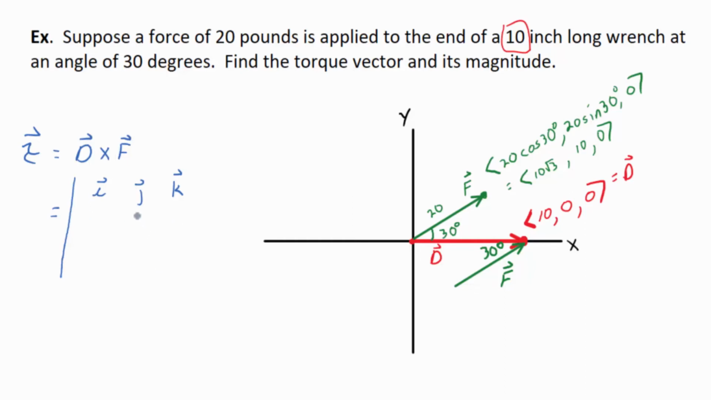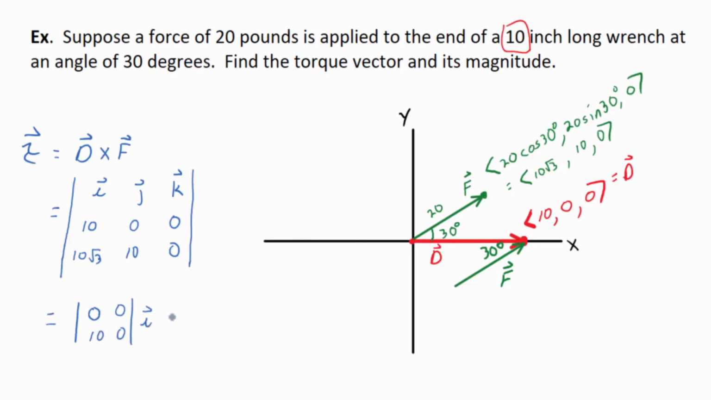Okay, so what goes in the middle? The components of d: 10, 0, 0, yeah. And then the components of f? 10, 0. Everybody with me? So notice this is not a tough one to find, because of all the zeros. So cross out the first column, ignore the j and k, what's left? 0, 0, 10, 0. Is that going to give us much other than 0?